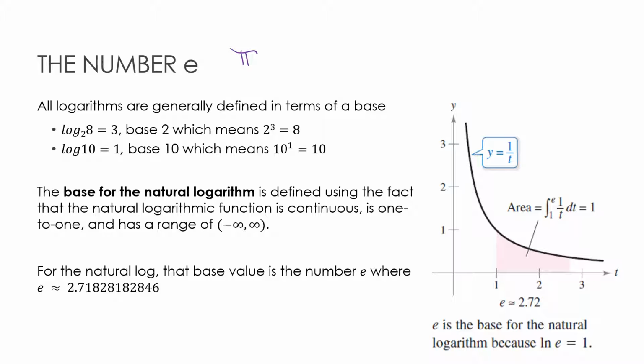So if you'll recall, logarithmic functions in general are always written with a base. So log base 2 of 8 means that 2 to the third equals 8. Log, and again, if there's no number here, it's base 10 because it's called a common log, which means 10 to the first equals 10. So again, the base of a natural logarithm is e, which is approximately this number, in the same way that we would say pi is approximately 3.1415, etc.